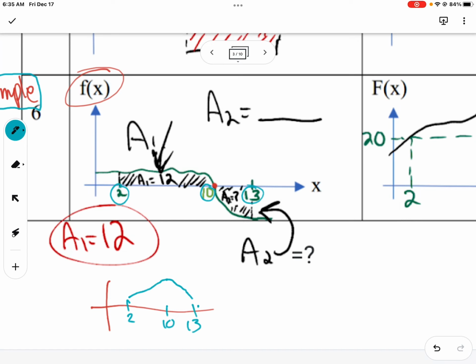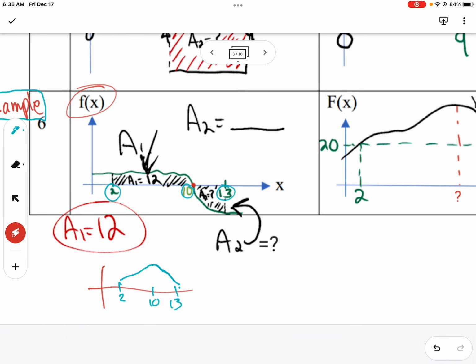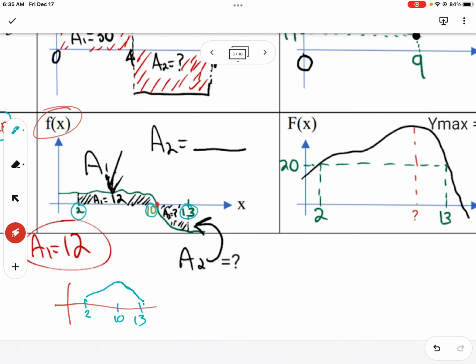So what you have to connect this to is that if the rate is negative, the original will slope down. If the rate is positive, the original will slope up. So positive rate, positive slope on original. Negative rate, negative slope on original. Okay, makes sense. So there's something here that I can fill in very easily.